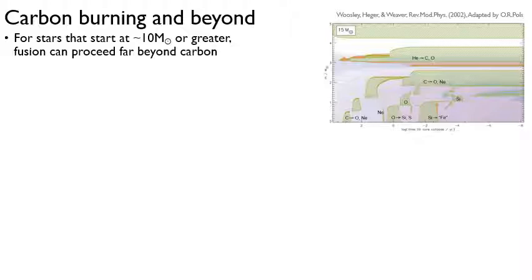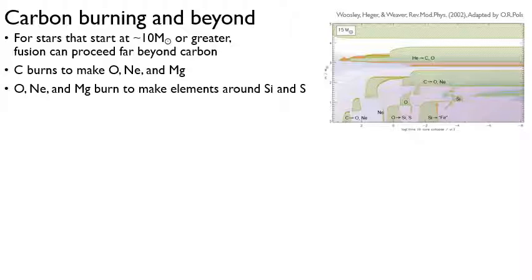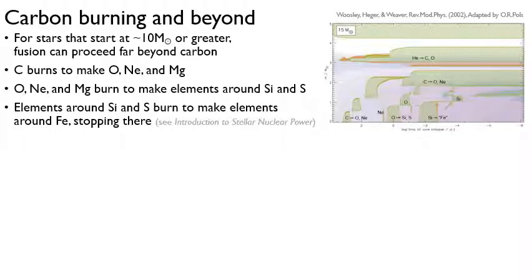So specifically, the carbon can fuse to undergo nuclear reactions to make oxygen, neon, and magnesium. The oxygen, neon, and magnesium undergo various nuclear reactions to make elements around silicon and sulfur. And then a handful of nuclear reactions burn silicon and sulfur to make elements that are around iron. I'm not naming the specific nuclear reactions because it can get kind of complicated. There's usually a sequence of these that go on.